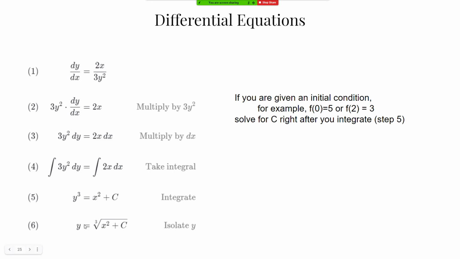But if they're asking for a particular solution and they give you an initial condition, for example, f of 0 equals 5, or f of 2 equals 3, it's good to solve for c right after you integrate. Because when you're doing all this algebra, like squaring both sides, you could go wrong. But if you already have your c value, it's easier.